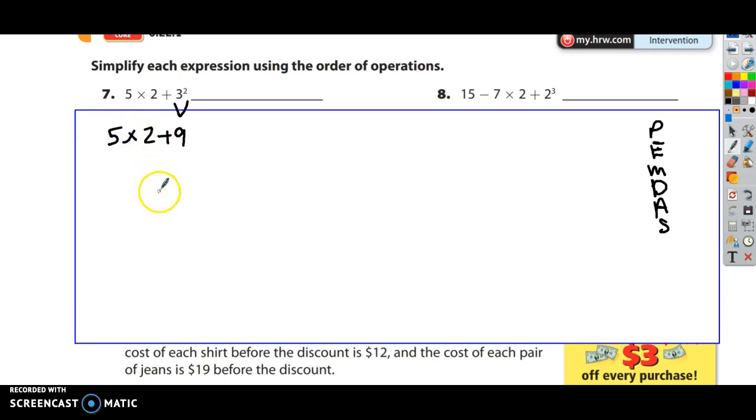Bring down the rest of the problem. I've got multiply and I've got add. Multiply comes first. 5 times 2 is 10. 10 plus 9 is 19. The answer is 19. That's number 7. Let's check out number 8.